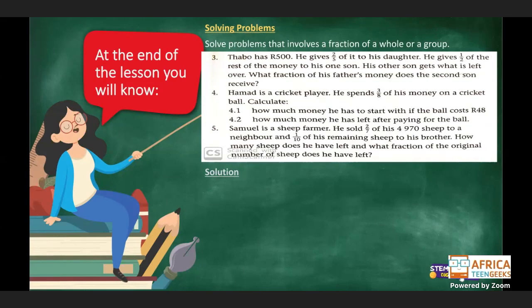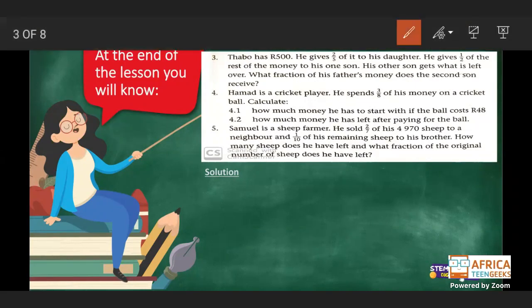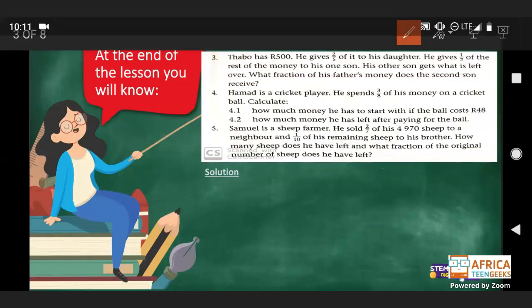So we need to know how much is 5/8, right? When we know how much is 5/8, then we'll add it with 3/8. And then that's when we will have our total money, the total money he has before he can buy his ball, which is 48 rands. So let's do it together then. To make it easier, I think we can use the whiteboard.